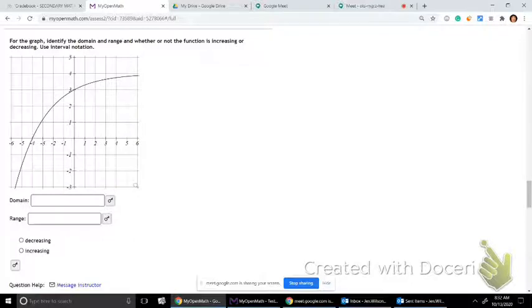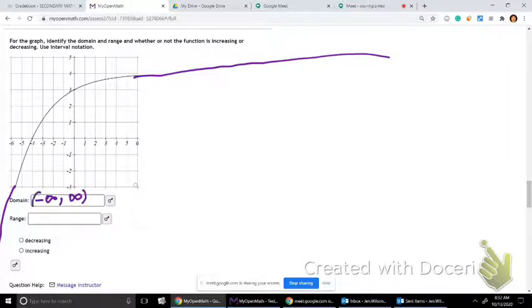For this question, we're asked about the domain. There is no exclusion for this domain. This one's slowing down, but it's still going to continue forever. So our domain is negative infinity to infinity. For our range, it's the same thing. There's nothing stopping this graph. And so the range is negative infinity to infinity. And this whole entire time, the graph is increasing. It's slowing down, but it's never going to stop increasing.